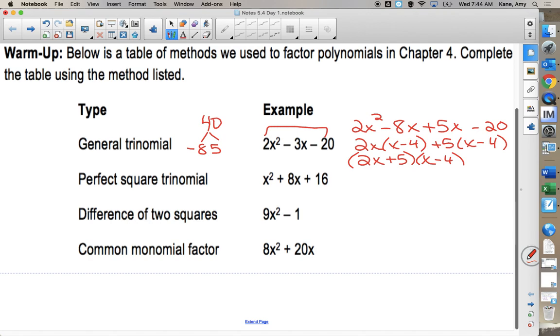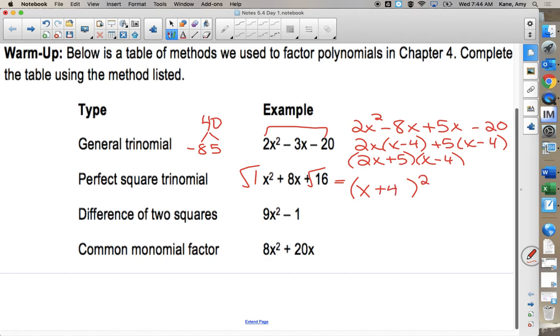So the second one is a perfect square trinomial. Chris, how would that factor? So since there's no coefficient next to the x, you square root it, and you square root 16, and it becomes x plus 4.